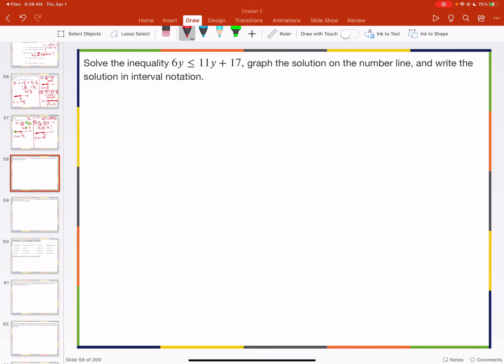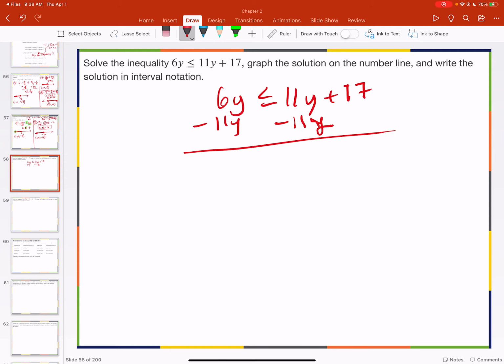Okay, a few more. Let's say here we have something where the variable is on both sides: 6y less than or equal to 11y plus 17. First, we subtract both sides by 11y. Why would we do that? Because on the right-hand side, it's a separate term, so we need to get rid of it. We wouldn't just multiply or divide. That cancels out on the right-hand side. 6 minus 11 is negative 5y on the left-hand side. Now, I don't change the sign yet because what I did was subtract. I didn't multiply or divide by a negative. Make sure that you are aware of the difference.